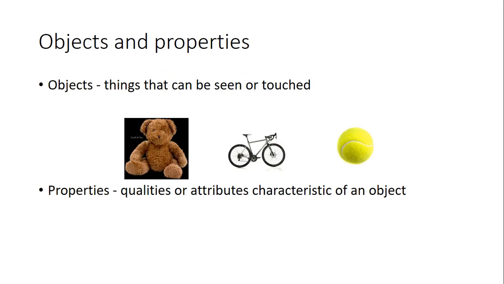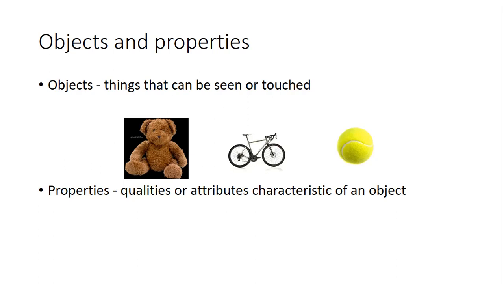Objects are what we look at and what we touch and feel and try to observe. Properties are what these objects have or how we describe these objects. We got a fuzzy bear, we got a titanium bike, and we have a yellow ball. Those would be three different objects and one property of each object.